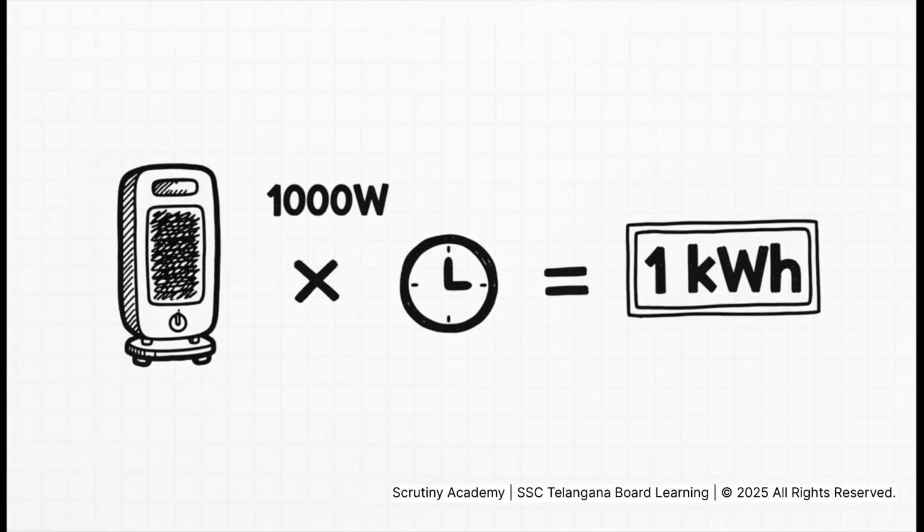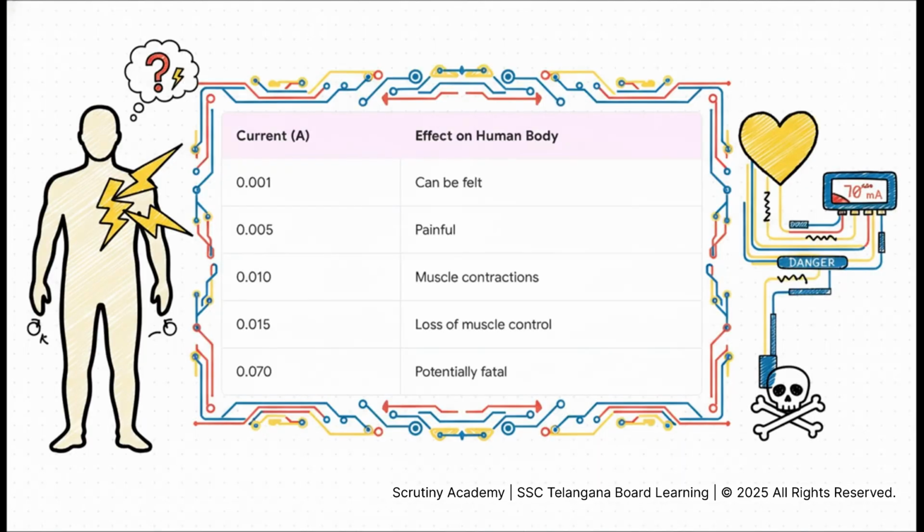And how does that connect to your monthly bill? Well, the power company doesn't charge you for power, they charge you for energy, the total amount you've used over time. The standard unit they use is the kilowatt hour, and it is exactly what it sounds like. It's the total amount of energy you would use if you ran a 1,000-watt appliance, like a really powerful heater, for one continuous hour.